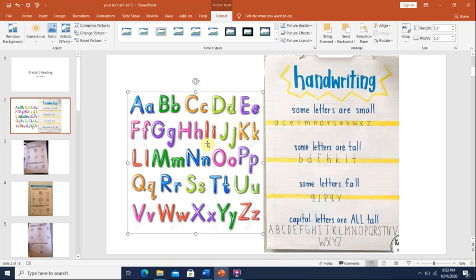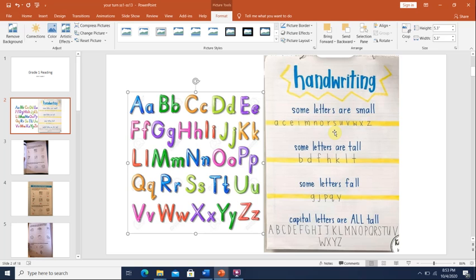The sounds continue through the rest of the alphabet: h, i, j, k, l, m, n, o, p, q, r, s, t, u, v, w, x, y, z. Okay, and I wanted to show you this in class because you'll understand it better.